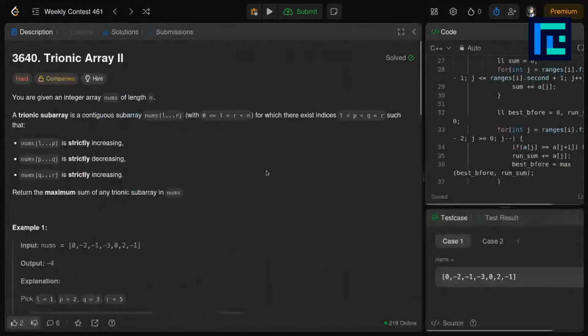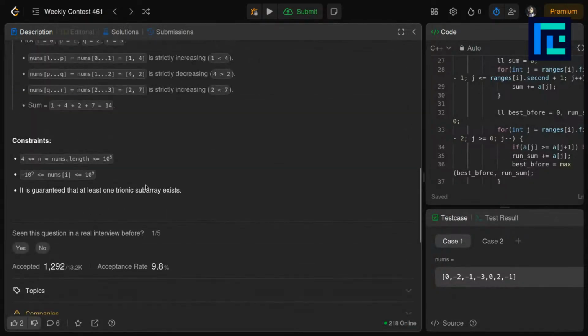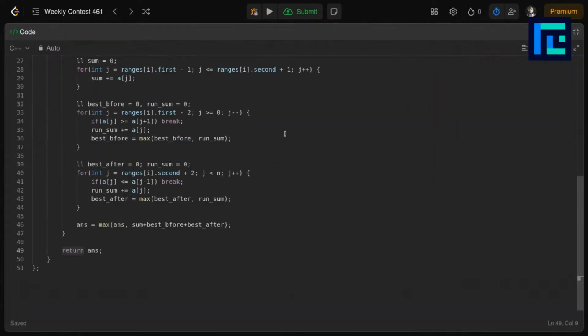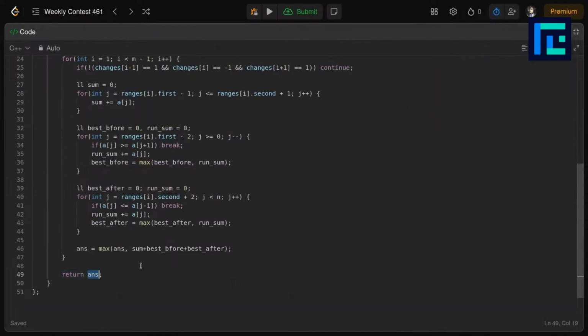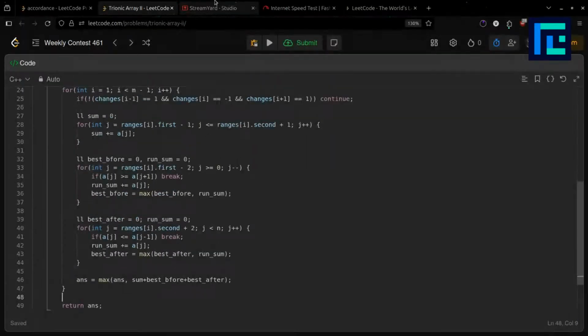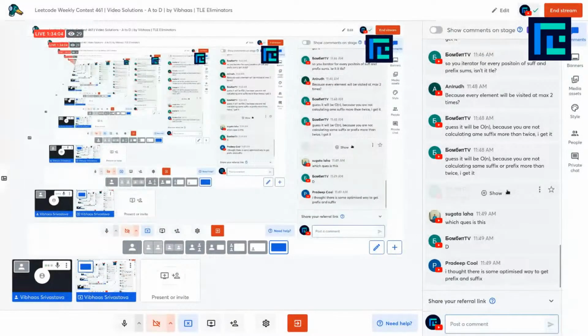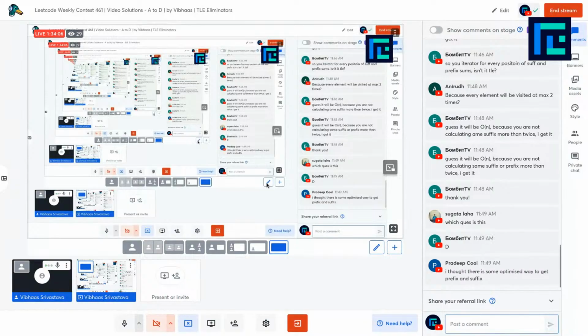Also, you can note that it is guaranteed that there will be at least one trionic subarray. So there will be at least one position which has 1 minus 1 plus 1. So it won't return garbage. It will always return some valid answer. Okay. That's all to this problem.